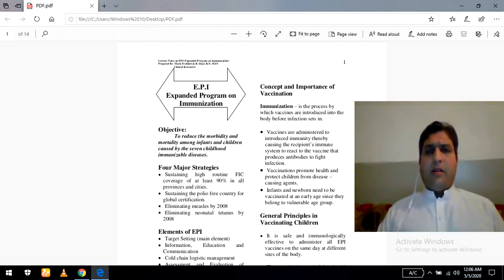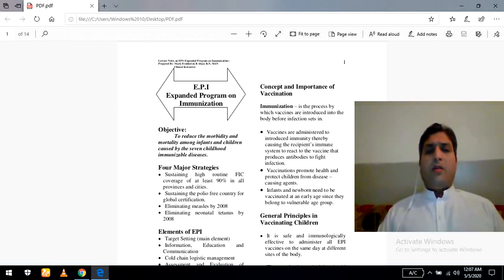The main objective of this program was to protect the newborn babies, the young, the children from various virulent, lethal, communicable diseases where vaccination is important. Because in the early 19th century and late 18th century, there were various diseases where immunization was important.